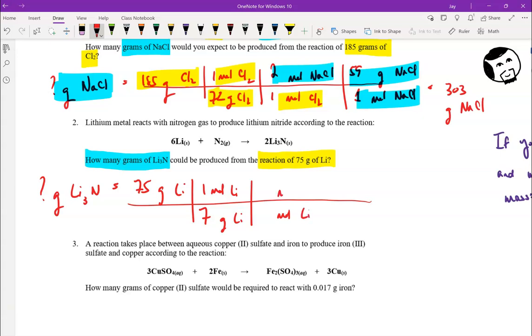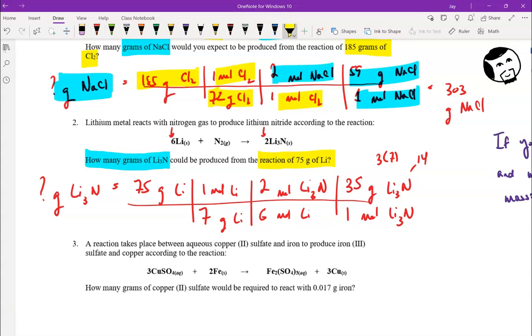Now we can go from moles of lithium to moles of what we're looking for, Li3N. According to the equation, the ratio is 2 for the lithium nitride and 6 for the lithium. And now we can go from moles of lithium nitride to grams. And we know that nitrogen has a mass of 14 grams. There are 3 lithiums in there, each 7. So 3 times 7 is 21 plus 14, and we have a molar mass of 35 grams.